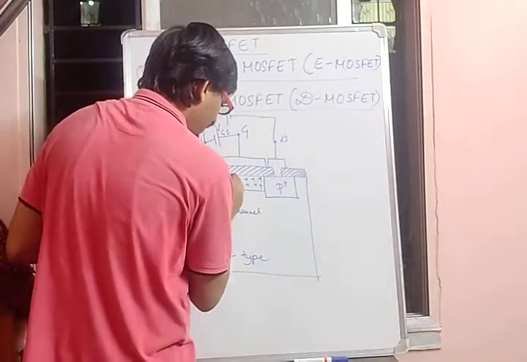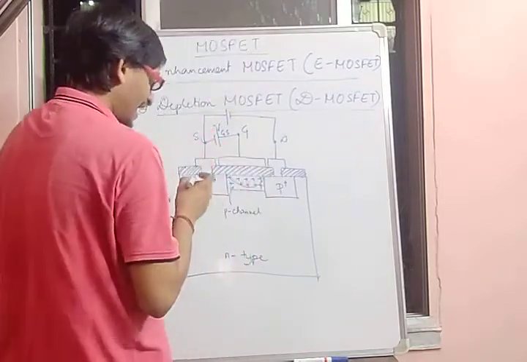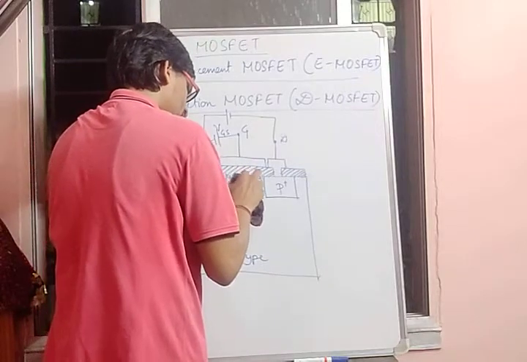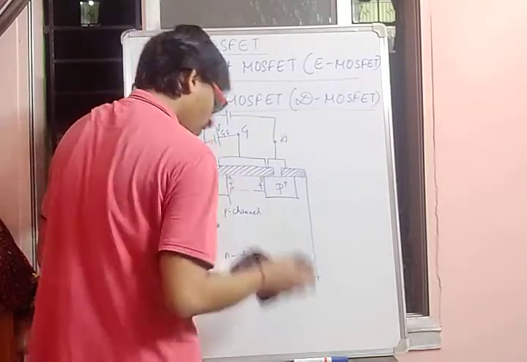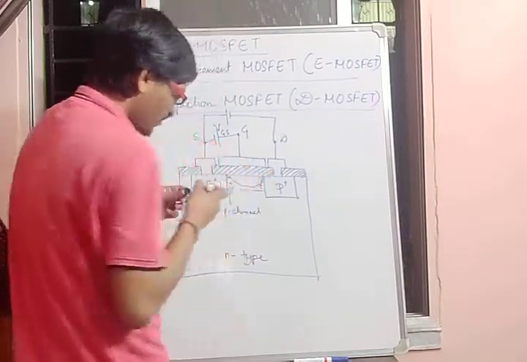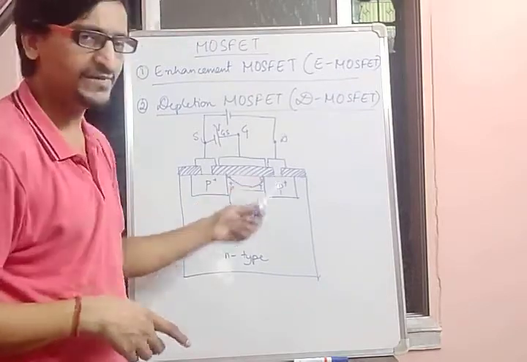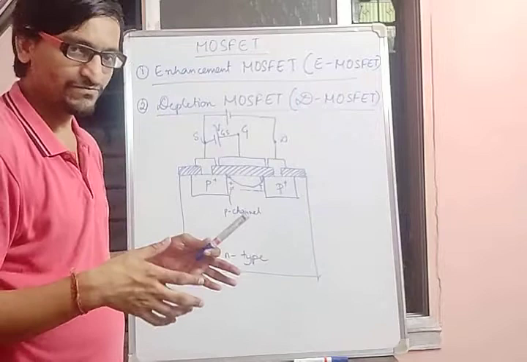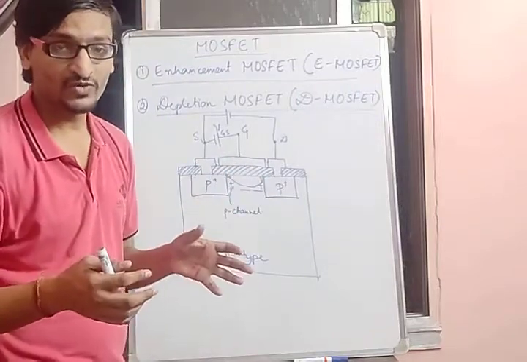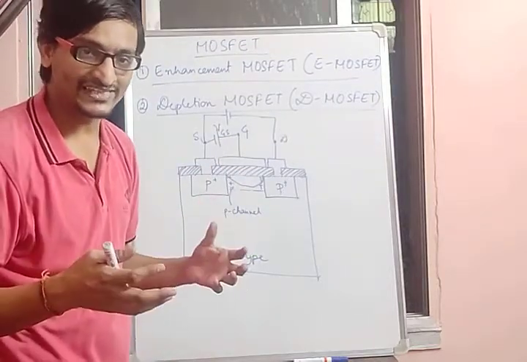As a result, what will happen? This particular region will be devoid of any carriers, because the holes present here were neutralized by the electrons. As a result the effective width of the channel gets reduced, and since the effective width of the channel gets reduced, its conductivity decreases.